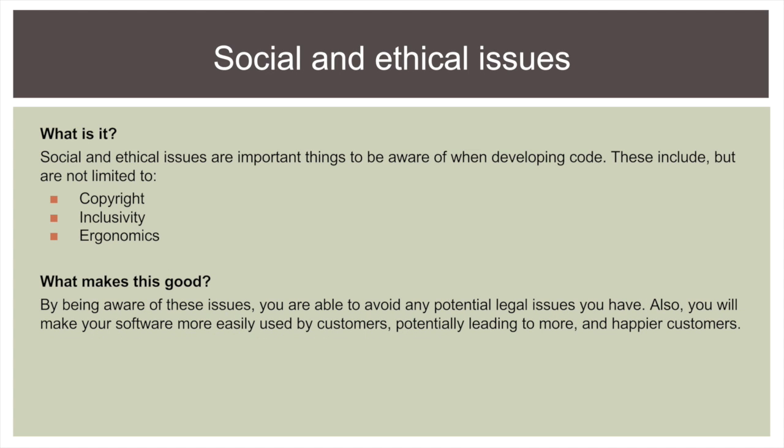Social and ethical issues are important things to be aware of. They include things like copyright, inclusivity, ergonomics. There's obviously a whole heap more. When you're aware of these issues, you're able to avoid problems. So obviously, copyright, you avoid legal issues by making sure you have the right to use certain things in your project. With things like inclusivity and ergonomics, you'll also make your software easily used, meaning happier customers and hopefully more customers.